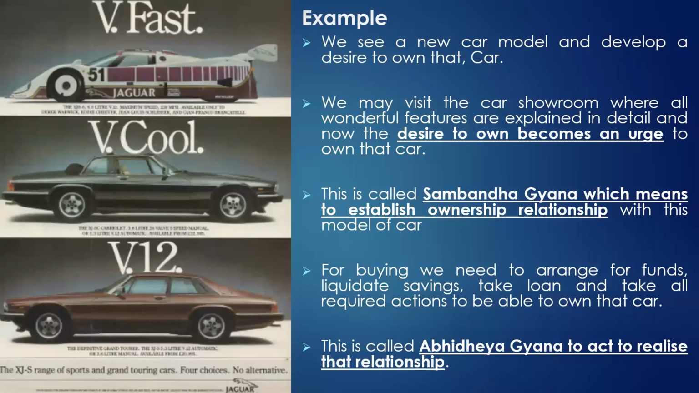We now want to figure out how we can buy this car. We require a lot of money. We will probably have to liquidate our savings and tap all our sources of finance, so we will have to take some actions in order to realize our sambandha. We have to attain our sambandha with the car. In order to make that car my own, I need to take some actions. Those actions are called abhidheya. So abhidheya means actions taken to realize my sambandha.